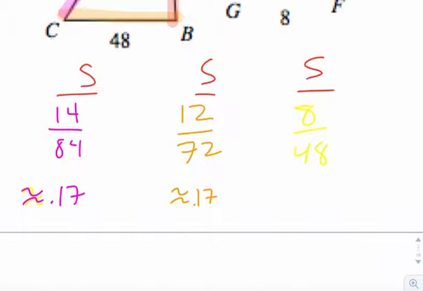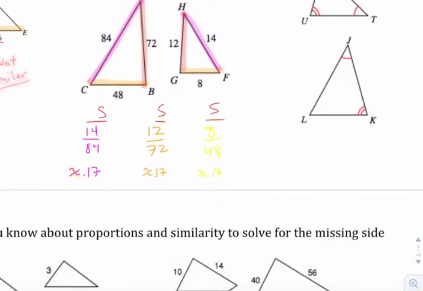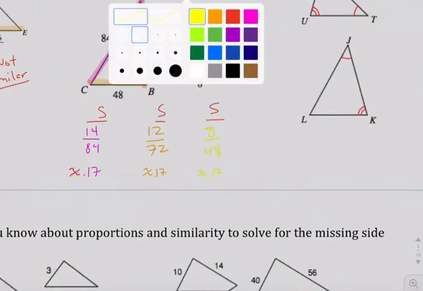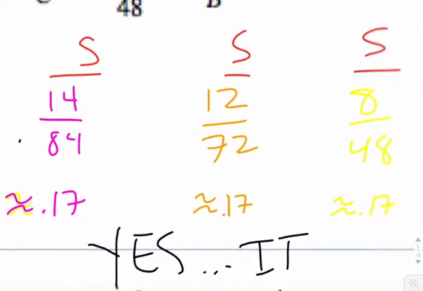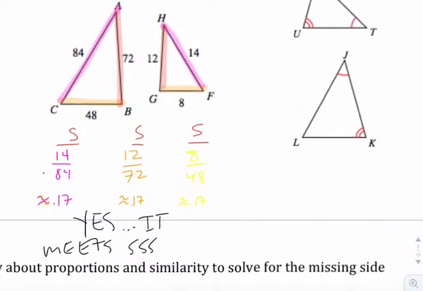Let's try this last one, 8 divided by 48. Lo and behold, this ratio is again about 0.17, and it's exactly 0.16 repeating. So we actually say yes to this one, because it's going to meet side-side-side triangle similarity. And again, it's not congruent, it's not supposed to be the same numbers, but they do have the same ratio value, which means all the sides scale the same.